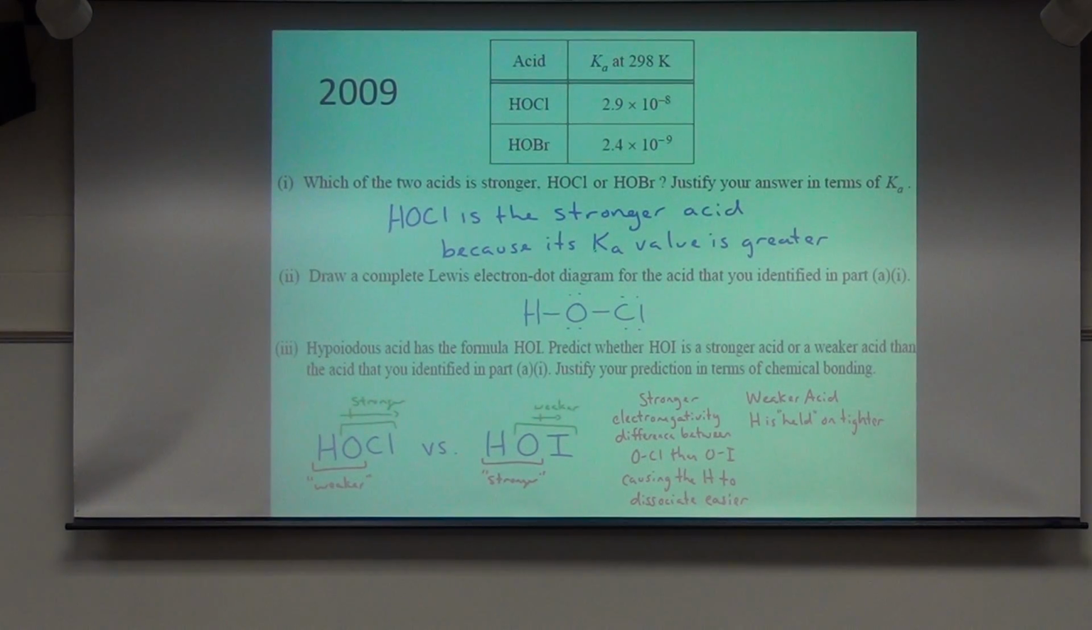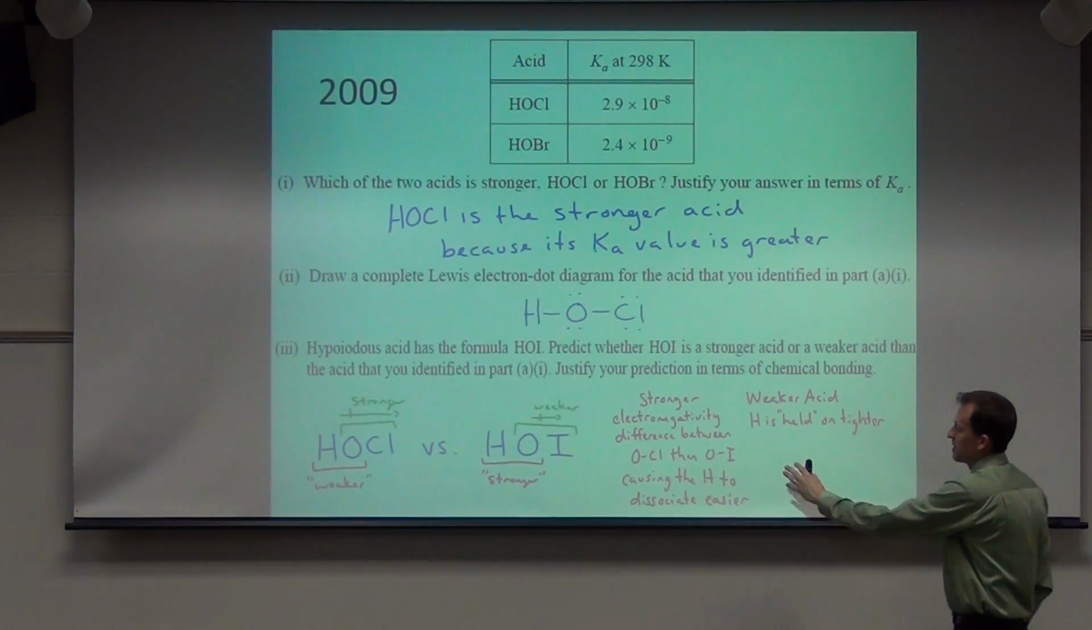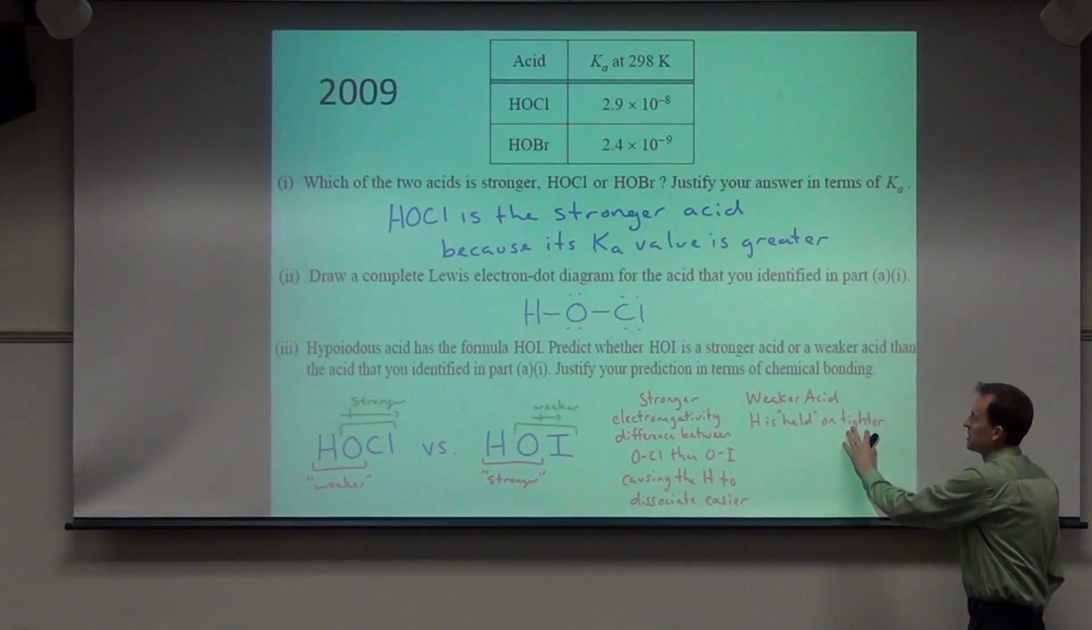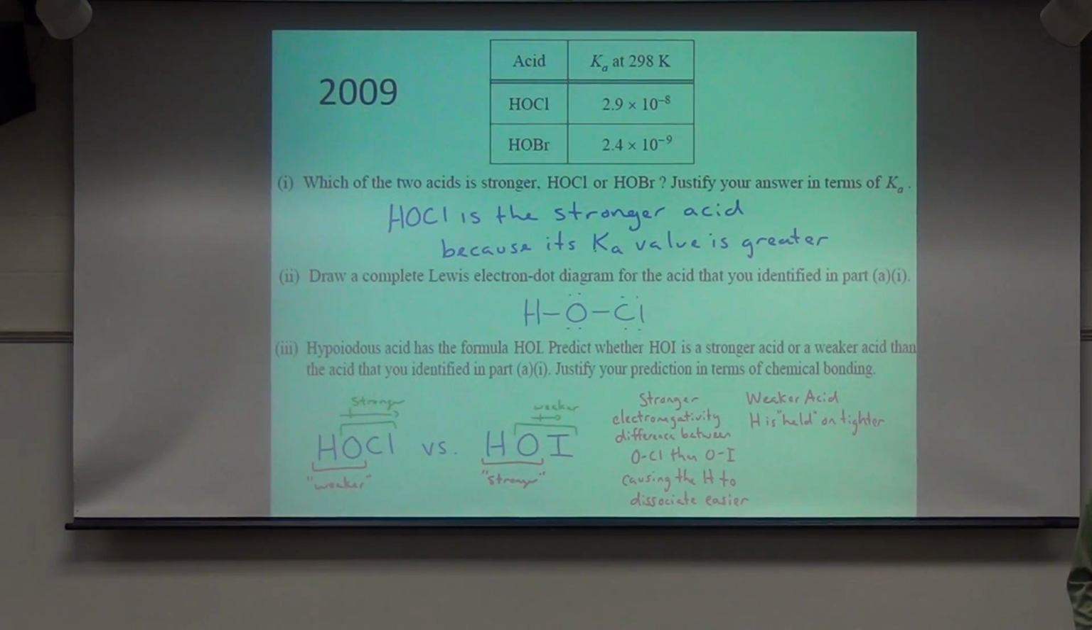So the stronger electronegativity difference between the OCl and the OI causes the H to dissociate easier. So the weaker the acid, the tighter the H is held. Could you look at just the chart and say that as your halogens got bigger, your Ka value got smaller? That's an interesting trend, right? Because it's Cl and then Br and then I. Yeah, like the atomic radius.